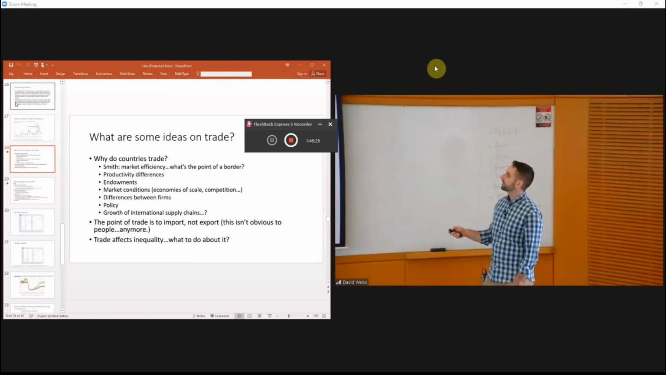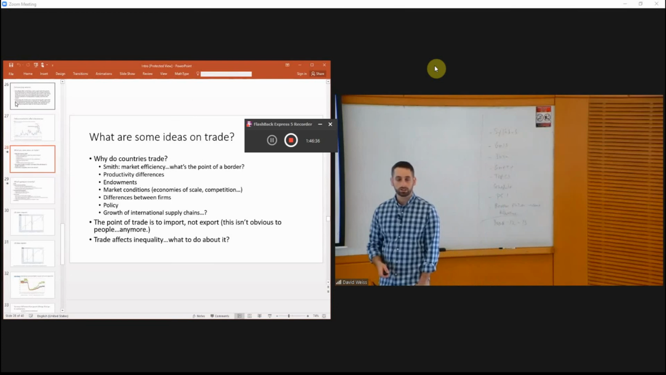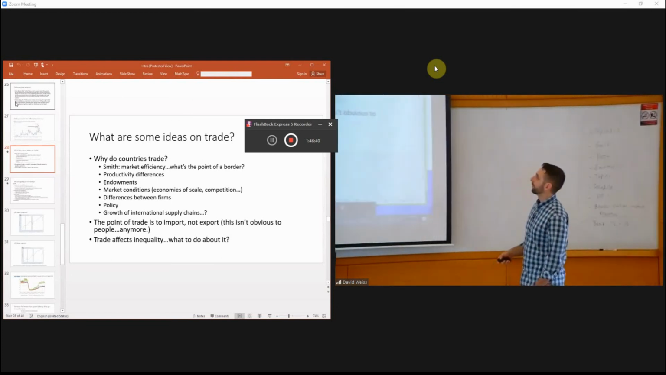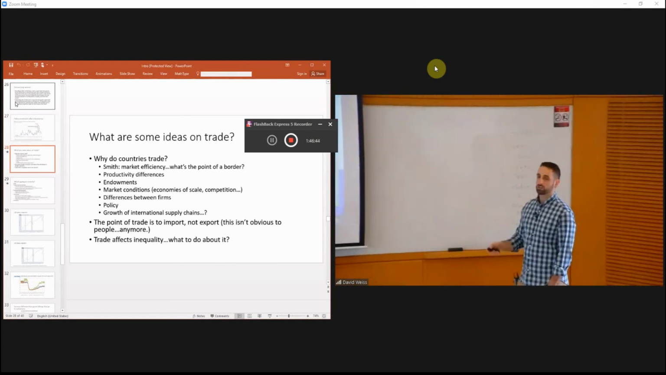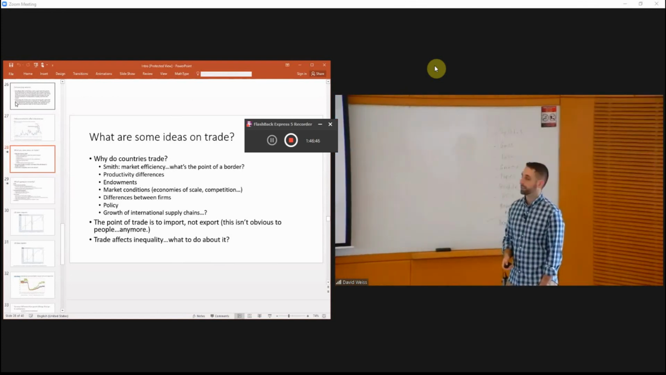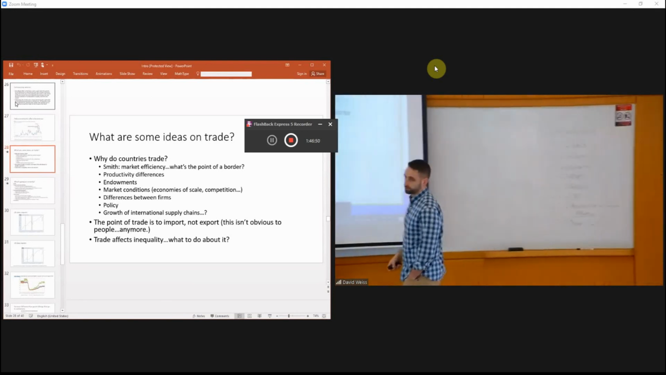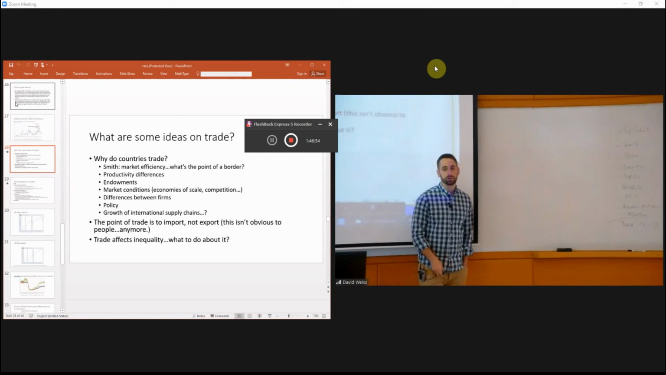Then we're going to start talking about other things such as market conditions. Some firms have economies of scale, like maybe there's a monopoly going on. Maybe competition is imperfect in some other ways. So here, arguments are going to start to become a little bit more sophisticated. The first idea of economies of scale being important for trade actually dates back to the 1850s, and it's called the infant industry argument.